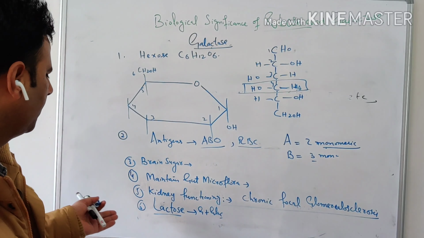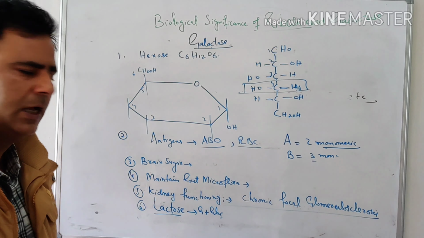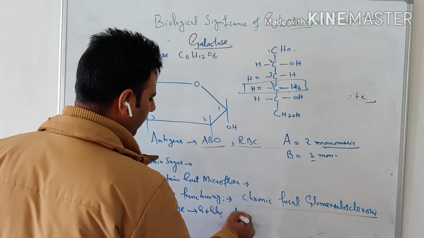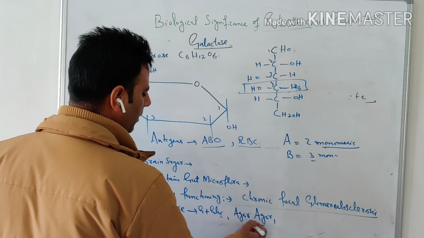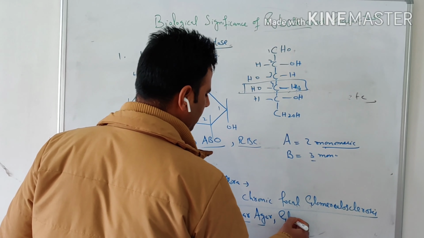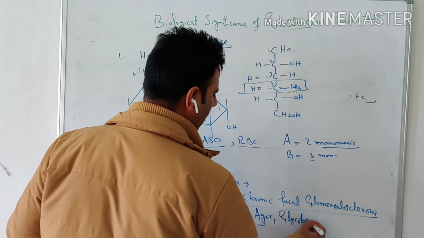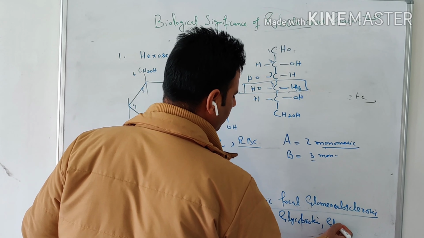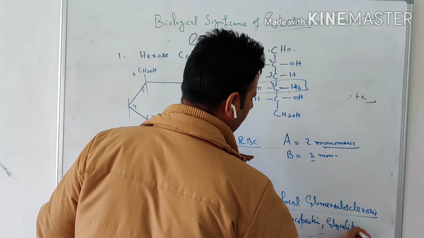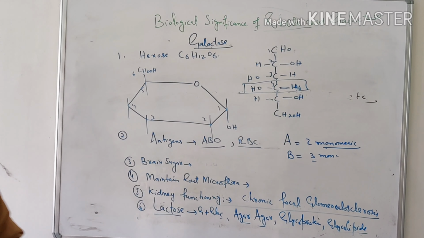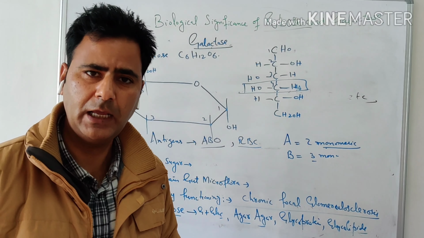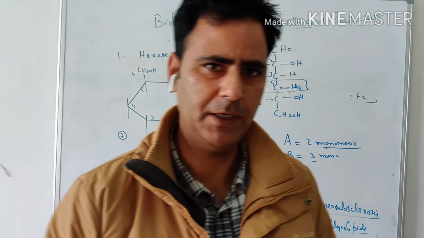For example, it may be found in lactose, and it may be found in agar-agar. You may find it as a constituent of glycoproteins, and you will also find it as a constituent of glycolipids. It is a constituent of lactose, agar-agar, glycoproteins, and glycolipids.